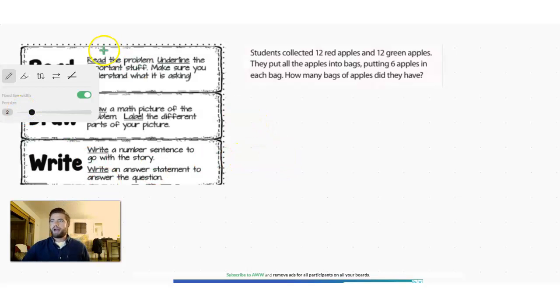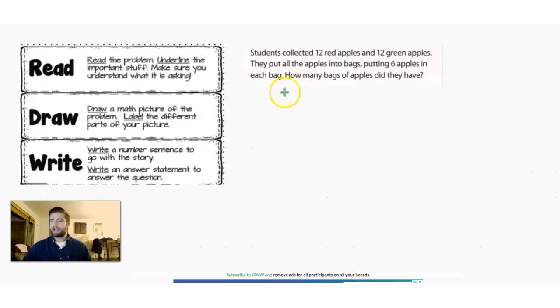Okay, we're back with our 3rd problem here to practice the read, draw, and write strategy. Here we go. Let's make sure to underline the important parts, just like we did in the last 2. Students collected 12 red apples and 12 green apples. Probably important. Although, you know what? The color is usually not important in these problems.